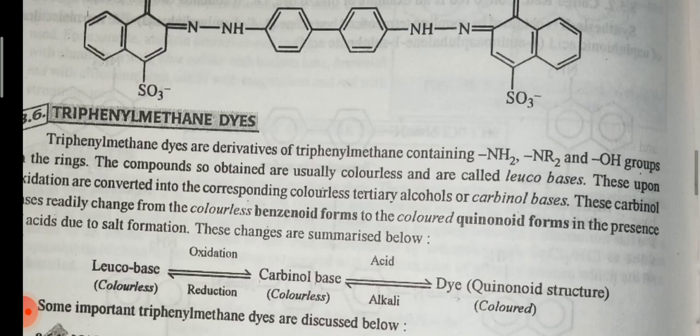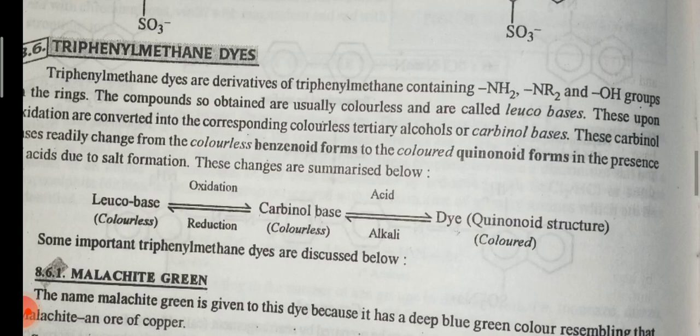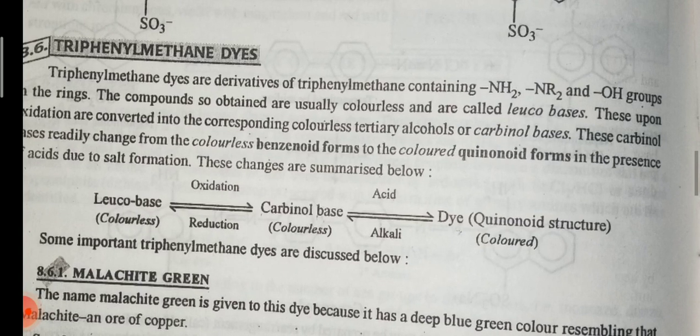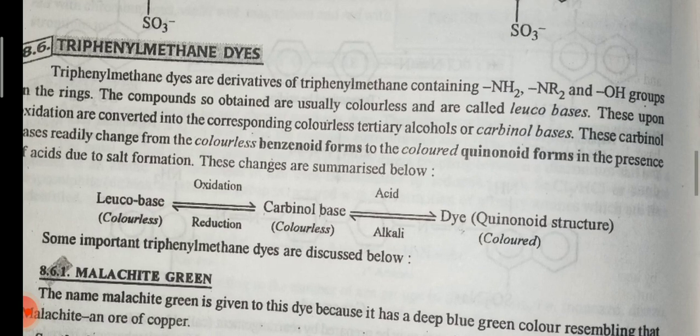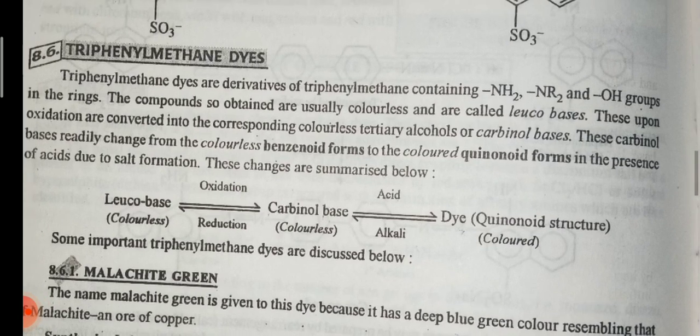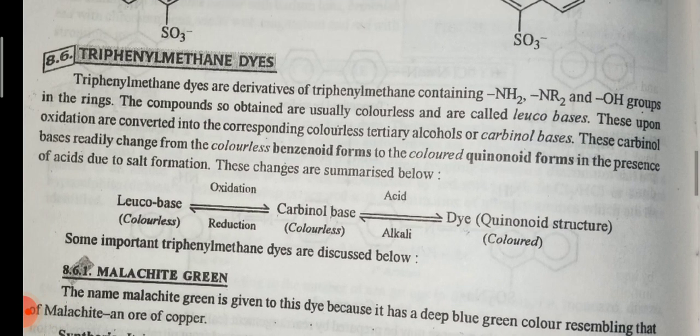Triphenylmethane dyes. Triphenylmethane dyes are derivatives of triphenylmethane containing NH2, NR2 and OH groups in the rings. The compounds so obtained are usually colorless and called leuco bases. These upon oxidation are converted into the corresponding colorless tertiary alcohols or carbinol bases. This carbinol base is readily changed from the colorless benzenoid form to the colored quinonoid form in the presence of acids due to salt formation. These changes are summarized below.